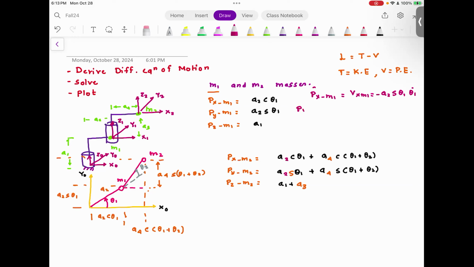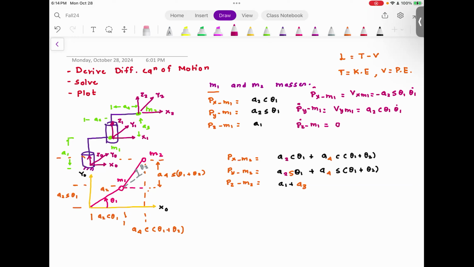I can find out Py dot M1, which is Vy M1, is equal to A2 cosine theta 1 dot. I had to use the UV rule because theta 1 depends upon time. The derivative is with respect to time. So derivative of cosine theta 1 with respect to theta 1, which is minus sine theta 1, and derivative of theta 1 with respect to time, which is theta 1 dot. Everyone clear? Now this Pz dot M1 is equal to 0. Do you agree with me?